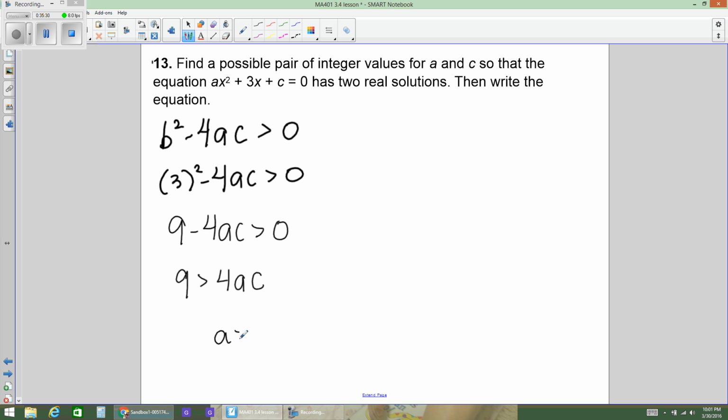So what might a be and what might c be in order to satisfy that? Well, whatever the numbers are, they just have to multiply with a 4 and make sure that they're less than 9. So they could both be 1s, because 4 times 1 times 1 is 4, and so 9 would be greater. So here's my inequality with a relationship, and here's a possible answer, but I'm sure you could think of another one.